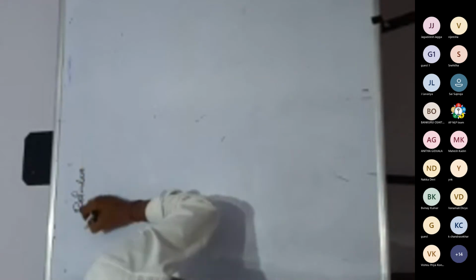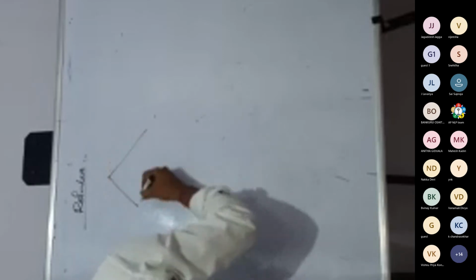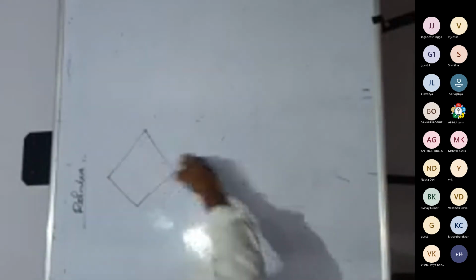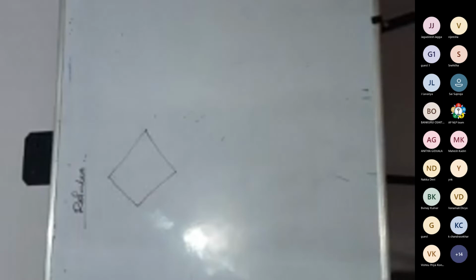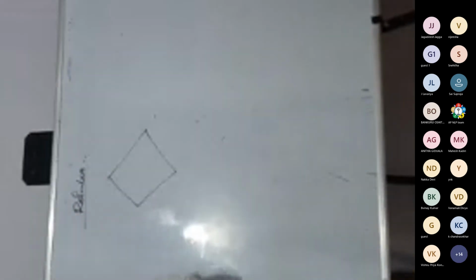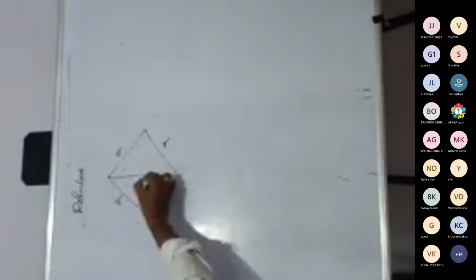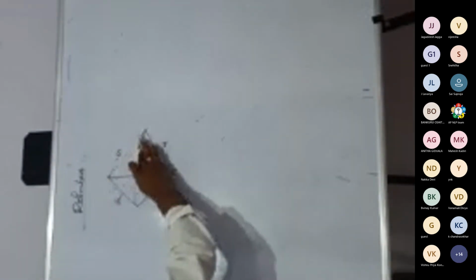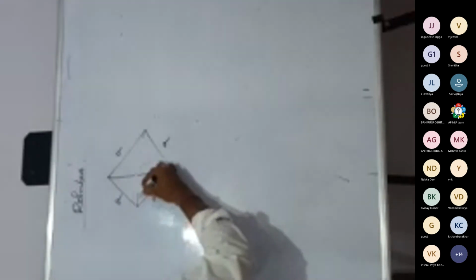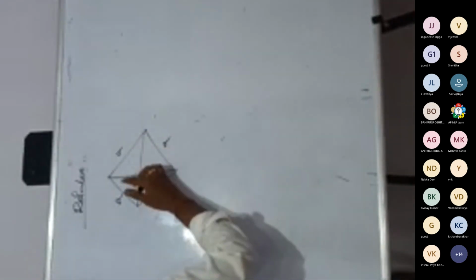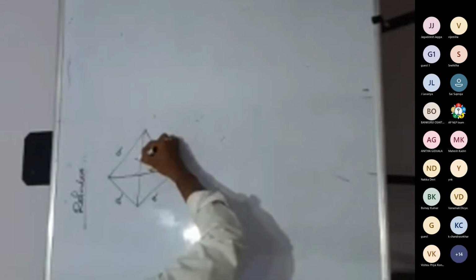Rhombus. It is in the form of a diamond shape. Here all the sides are the same. Or otherwise you can observe the diamond shape structure here. There are two diagonals. This is D1 and D2.